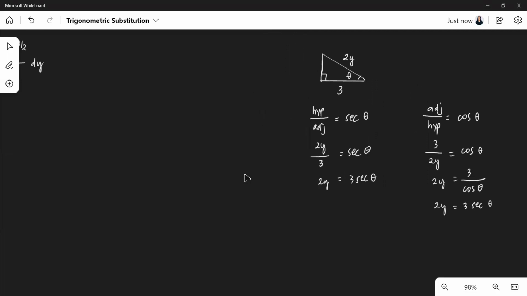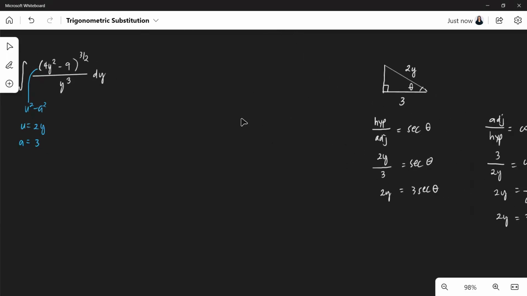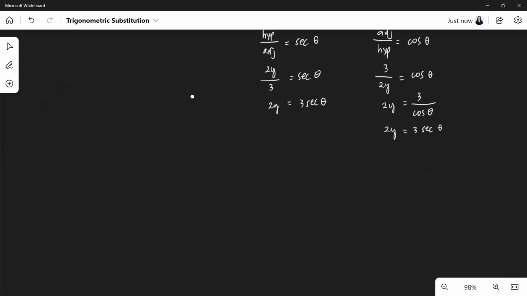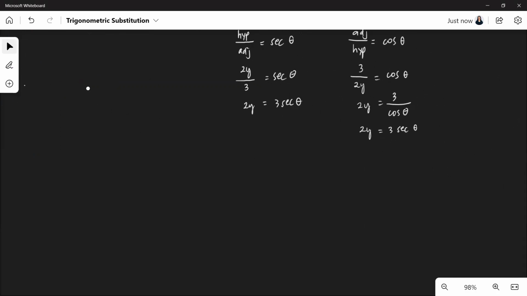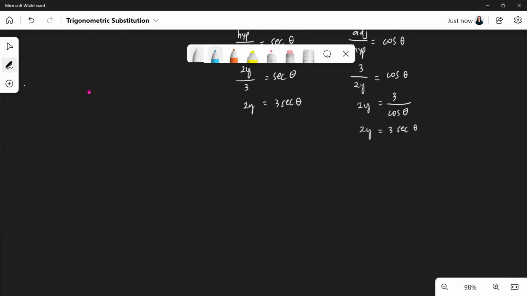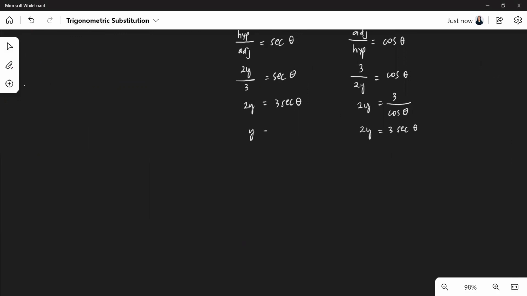All right. So solving for y, because we need to substitute something for the y cubed here. Divide the equation by 2, so we get y = 3/2 secant theta. Let this be our equation 1. Then solving for dy for equation 2: the derivative of secant is secant tangent, right? So let this be equation number 2.